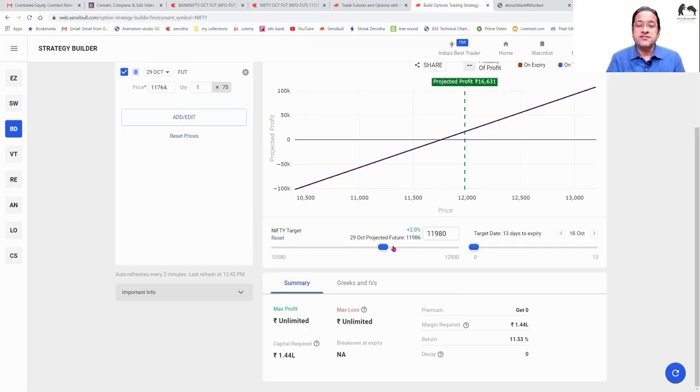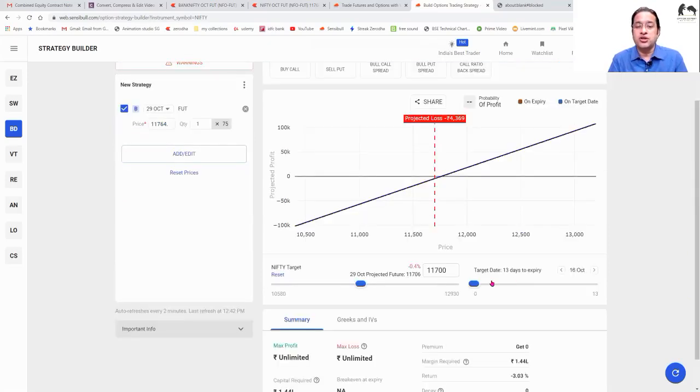Now, what happens instead of that, from the current level, even if it falls by about 0.5%, or wherever I keep my stop loss, it's about 11,700. Then I lose about 4,369. With each point, I lose about 75 rupees. That's the lot size. Now, this is how the payoff is going to be.